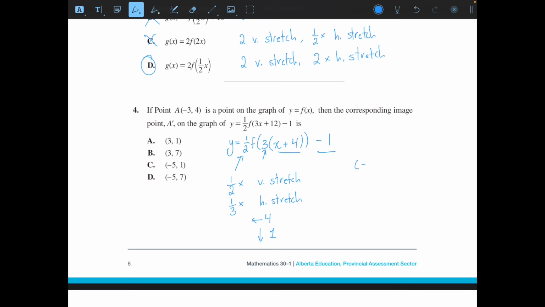So the point that we're starting with is negative 3, 4. Then we apply this 1/2 vertical stretch, and it becomes negative 3, 2. We're just dividing the 4 by 2. Then we apply the horizontal stretch, the 1/3, and it becomes negative 1, 2. Finally, we translate to the left 4, we get negative 5, 2. And then downwards by 1, so negative 5, 1. And that's why the answer is C.